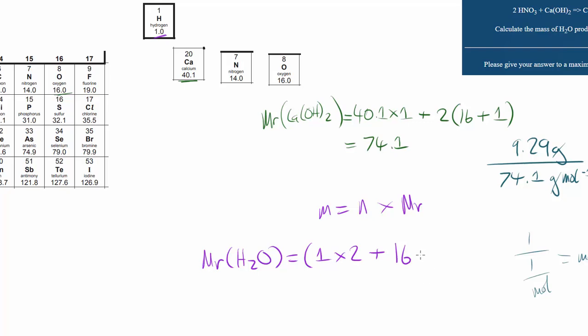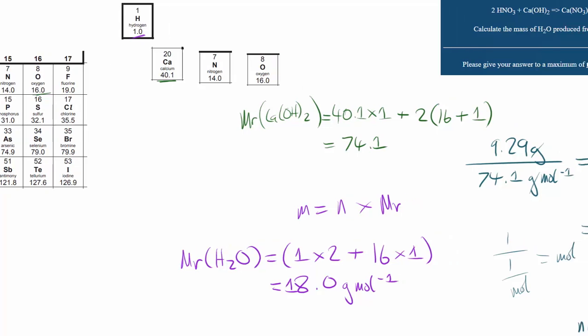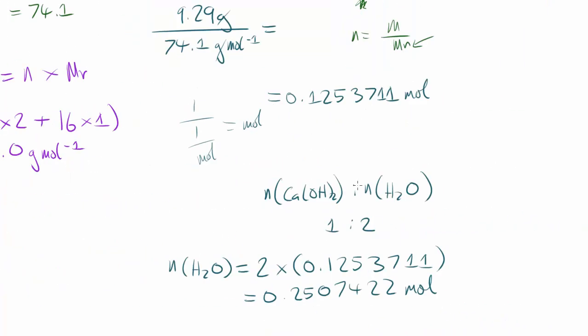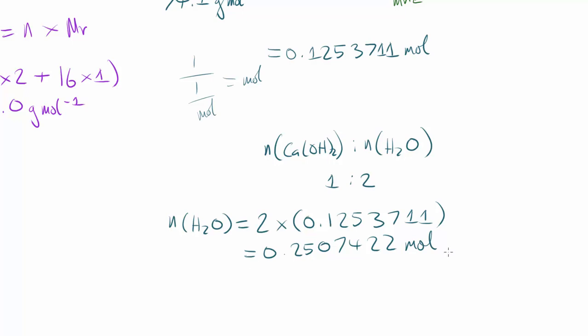Now you could put 16 times 1, it's the same thing, right? And obviously when you work that out, you're going to get 18, so the Mr of H2O is 18, grams per mole. So I'm going to use this value now to work out the actual mass of the H2O. So the mass of H2O is going to be equal to 18 multiplied by this above number.